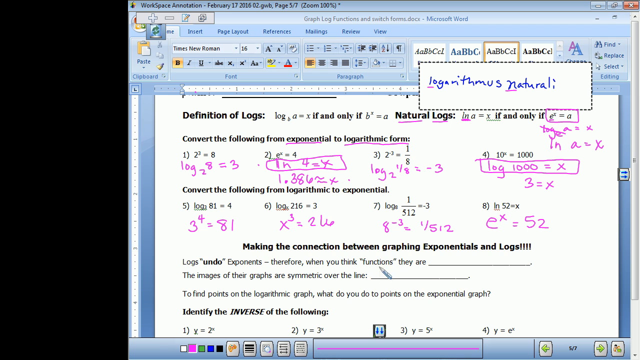They approach an asymptote. They do. They reflect over an asymptote. Their graphs are symmetric over, and we'll talk about that in a second, but what kind of functions are they? Inverse. They are inverses of one another.